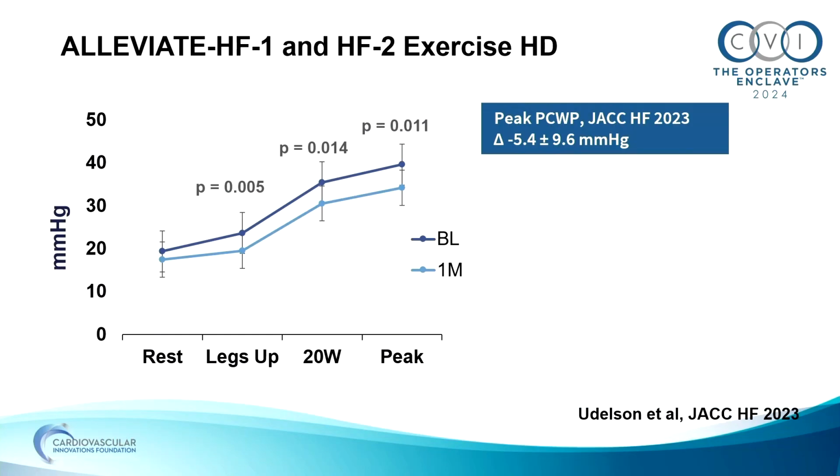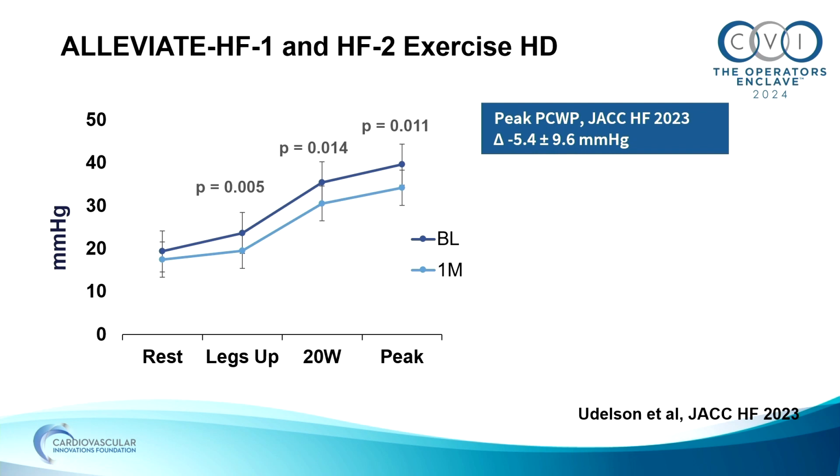Here are some hemodynamic data from the phase 2 Alleviant trials that were published last year in JACC Heart Failure. This shows exercise hemodynamics, with exercise stage on the x-axis and pressure on the y-axis. This is an open-label, uncontrolled trial, 28 patients, everyone got the shunt. Baseline is in dark, 1 month in lighter blue, and you can see there was about a 5-ish millimeter average reduction in peak exercise hemodynamics.